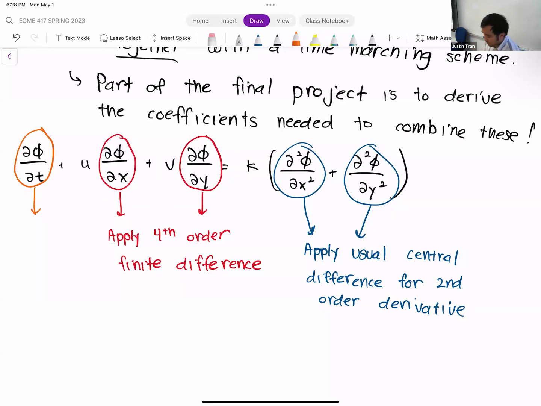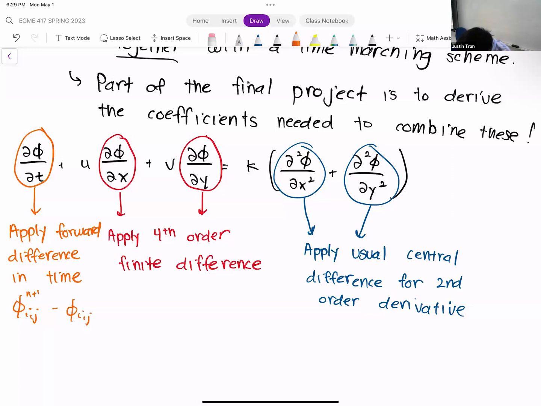Then we come to the time derivative. And the good thing here is that you can also apply our usual forward difference in time. And so in fact, I'll give it to you. This is phi i,j n plus 1 minus phi i,j n, all divided by delta t. Okay.